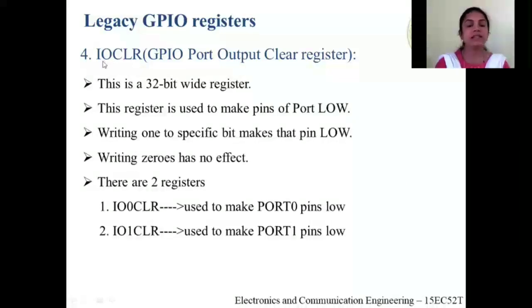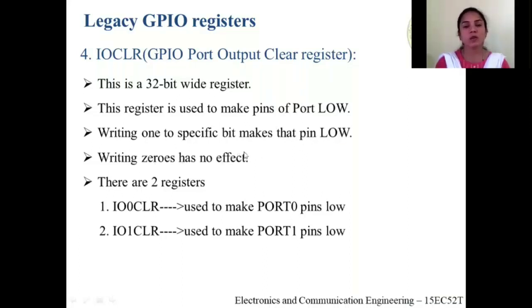The next register is the IO clear register, that is the GPIO port output clear register. This is also a 32-bit register. This is used to clear the port pin values. So this register is used to make the pins of a port low, or it will clear the value on the port pin. Writing 1 to a specific bit makes that pin low. If you send value 1 by using the IO clear register, that value will clear the value on the port pins, or make that pin low.